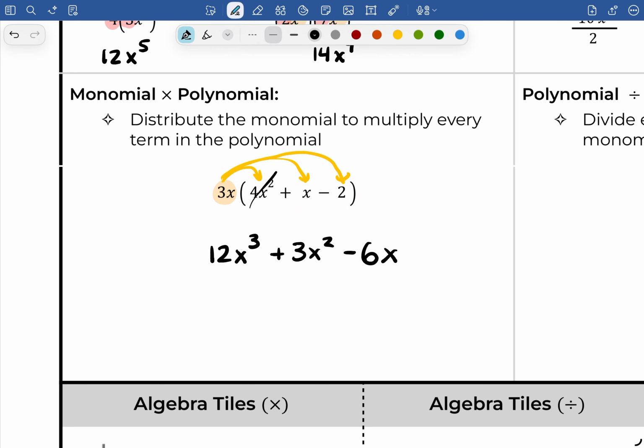And again, we can double check some patterns here. So we originally had degrees of 2, 1, and then 0. But we added an x to each one, so it should up it by 1. So now we've got 3, 2, and then 1. So that makes sense.